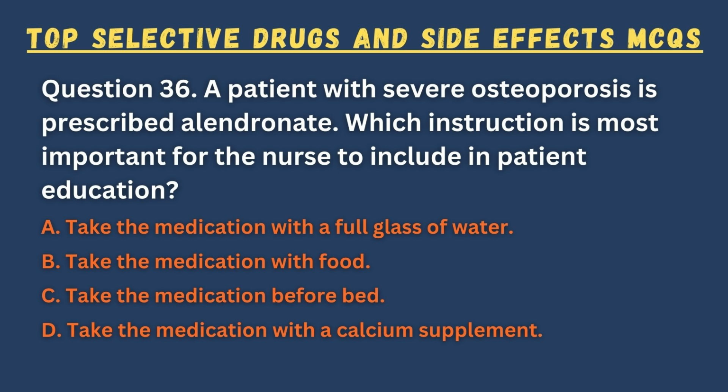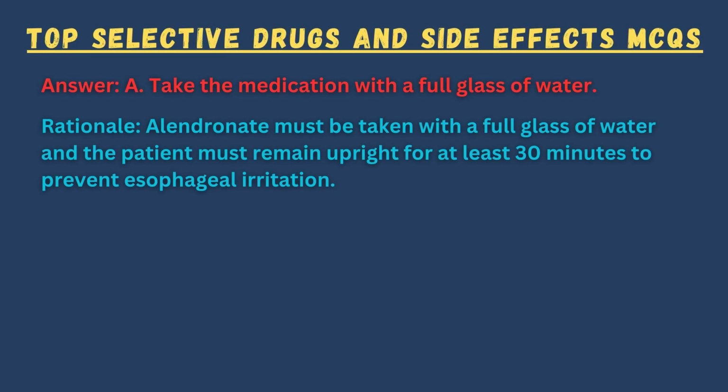Question 36. A patient with severe osteoporosis is prescribed alendronate. Which instruction is most important for the nurse to include in patient education? A. Take the medication with a full glass of water. B. Take the medication with food. C. Take the medication before bed. D. Take the medication with a calcium supplement. Answer: A. Take the medication with a full glass of water. Rationale: alendronate must be taken with a full glass of water, and the patient must remain upright for at least 30 minutes to prevent esophageal irritation.